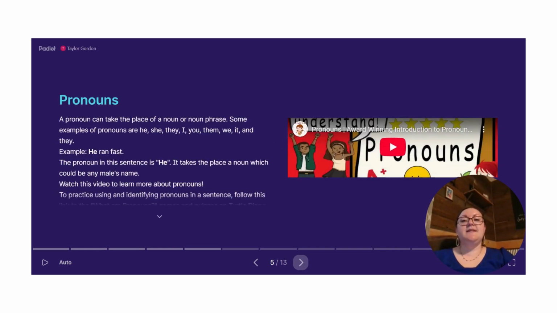Our next part of speech is pronouns. A pronoun can take the place of a noun or a noun phrase. Some examples of pronouns are he, she, they, I, you, them, we, and it. For example, our sentence is, he ran fast. Our pronoun in this sentence is he. He takes the place of a noun, which could be any male's name.